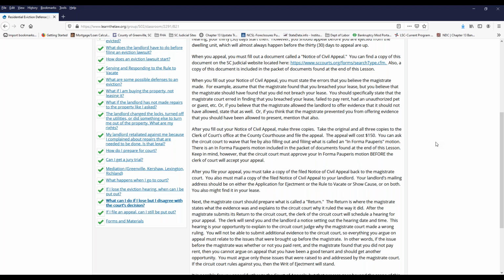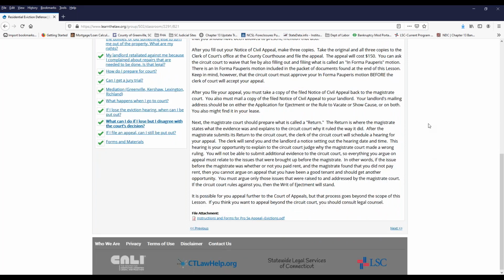So that's very important. And that's the undertaking. It's filing the appeal and then filing the undertaking that will trigger a stay of the writ of ejectment. Once you file the appeal, the magistrate is supposed to prepare and send to the circuit court something called a return.